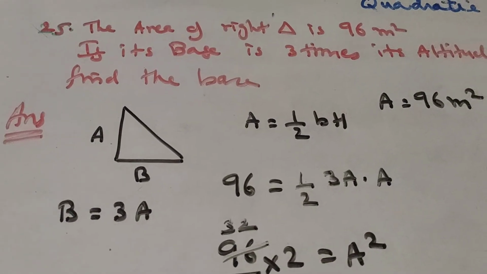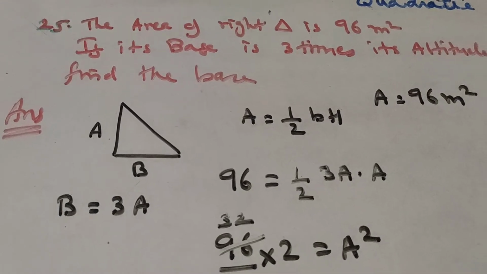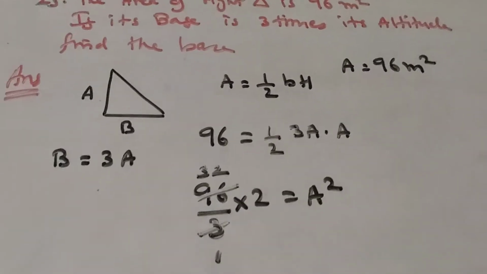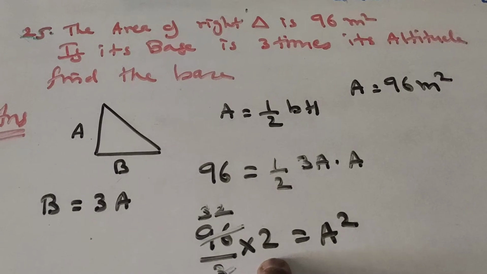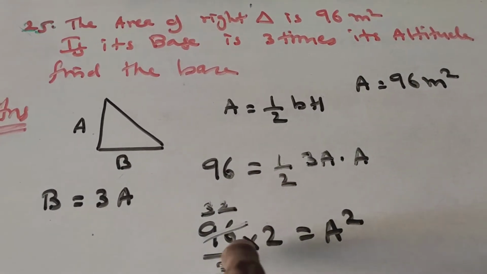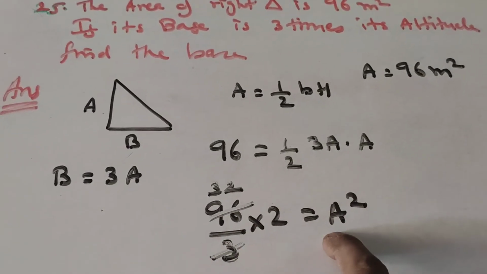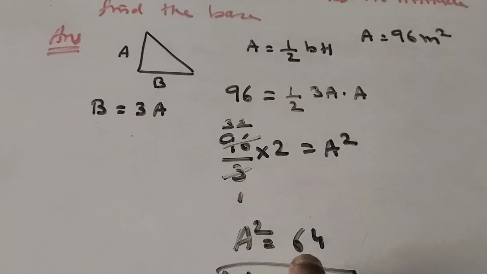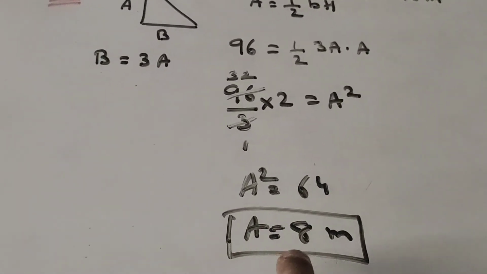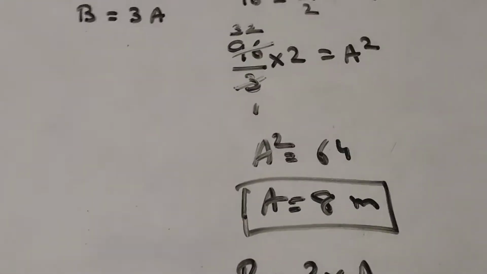Now 96 is equal to half base. The value of base is 3A. So 3A multiplied by A. So that becomes 3A square. 2 is from here. 2 multiplies 96. 3 comes down. So 96 multiplied by 2 upon 3. That gives 32 multiplied by 2. A multiply A becomes A square. So A square is equal to 64. Therefore value of A is 8 because square root of 64 is 8. So value of A is 8.